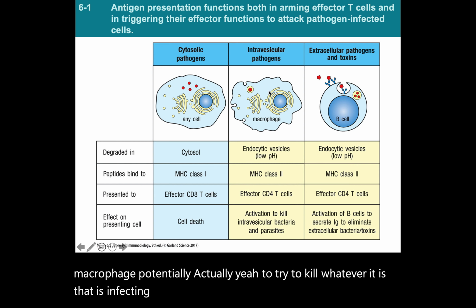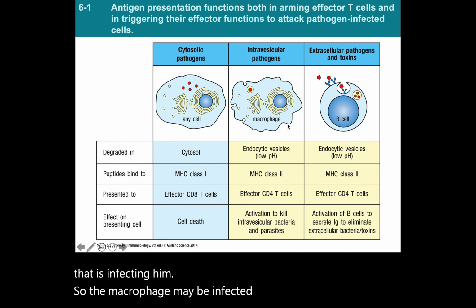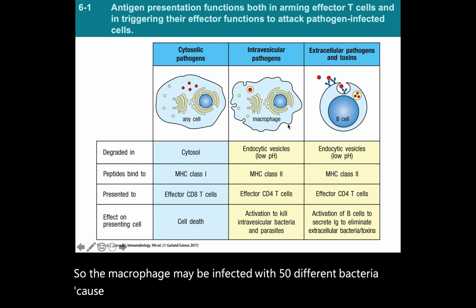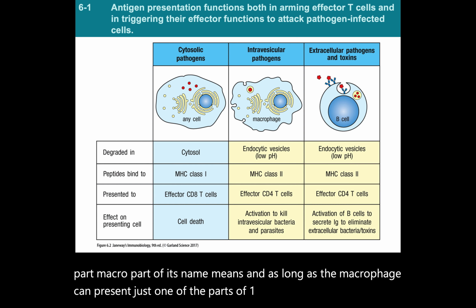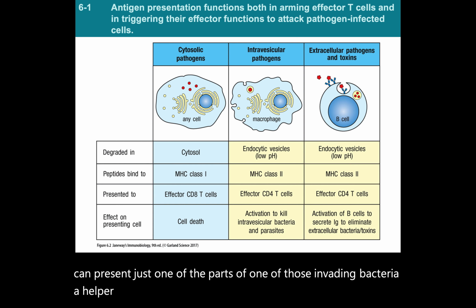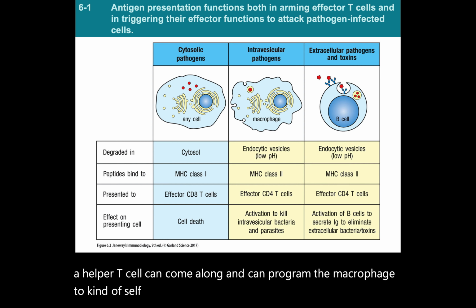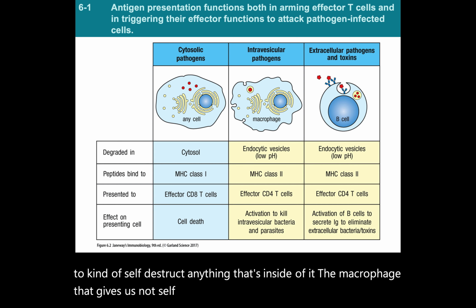So the macrophage may be infected with 50 different bacteria, because bacteria are kind of small and the macrophage is big. That's what the macro part of its name means. And as long as the macrophage can present just one of the parts of one of those invading bacteria, a helper T cell can come along and program the macrophage to kind of self-destruct anything that's inside of it. I guess it's not self-destruction, it's just getting rid of the pathogens.